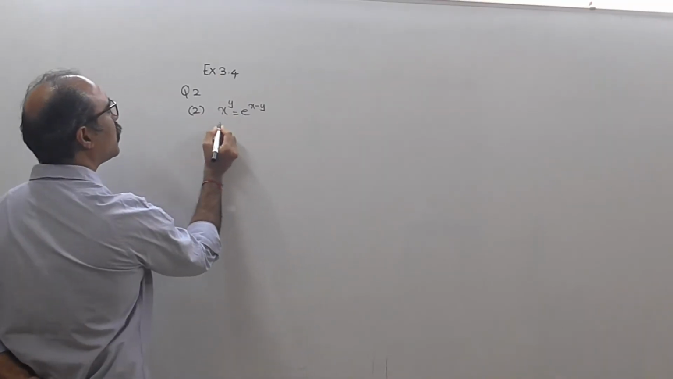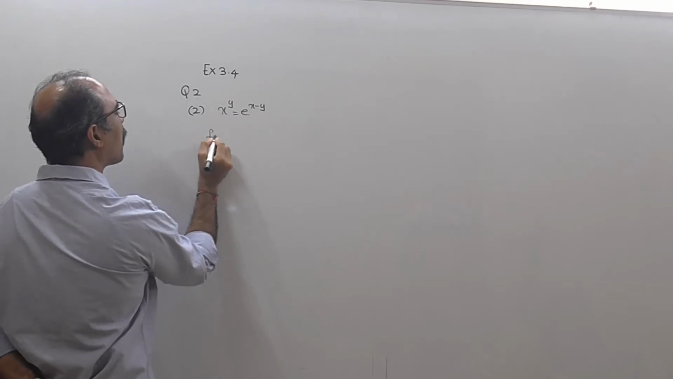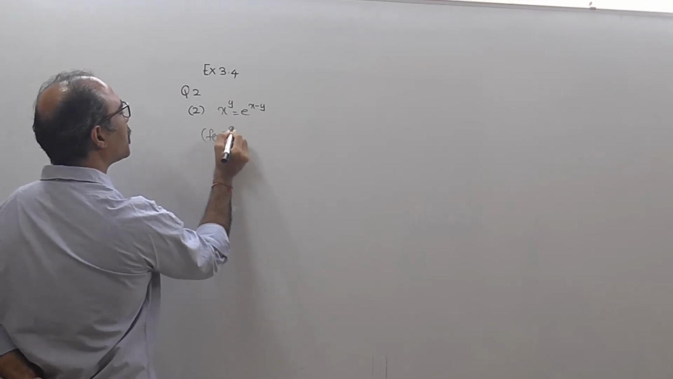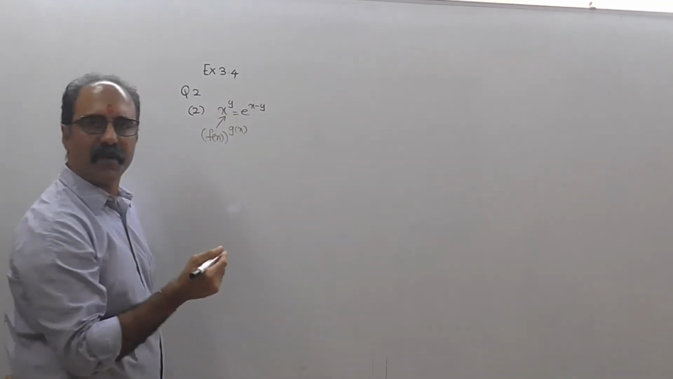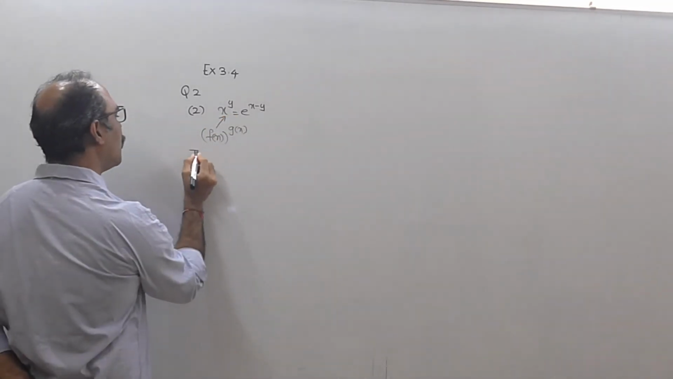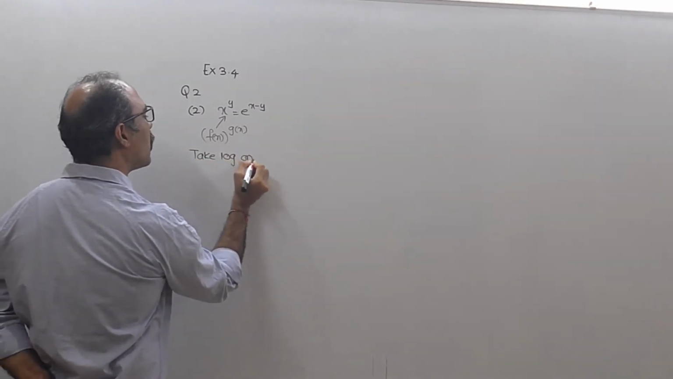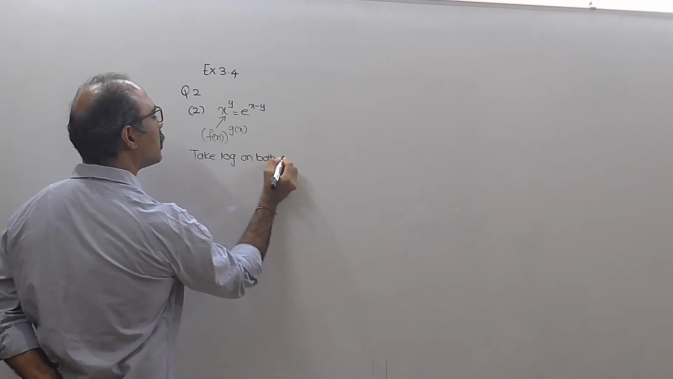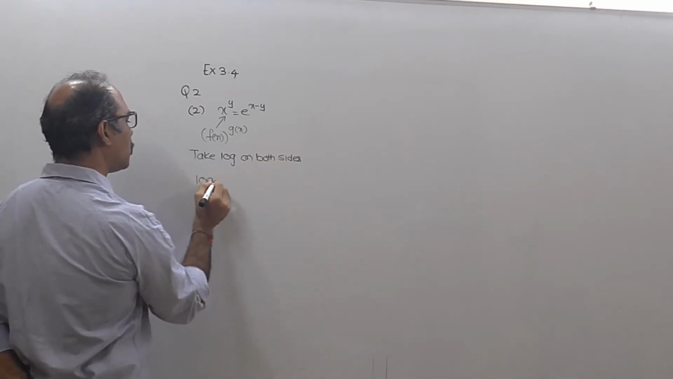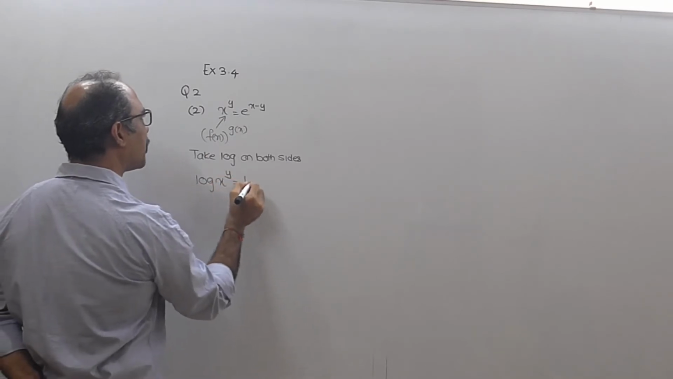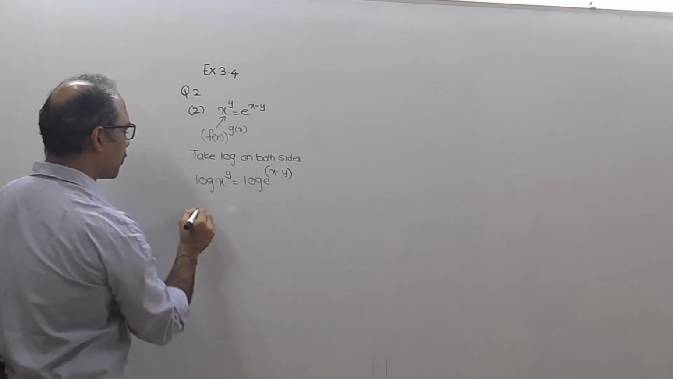x raised to y equal to e raised to x minus y. This is in the form of f of x raised to g of x, because x raised to y is in the form of f of x raised to g of x. So obviously you have to take log on both sides. If you take log on both sides, log of x raised to y equal to log of e raised to x minus y.